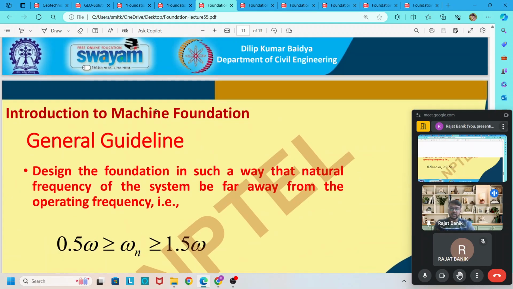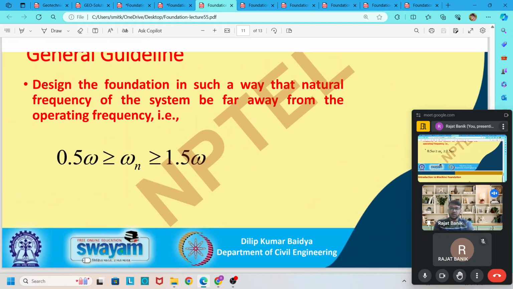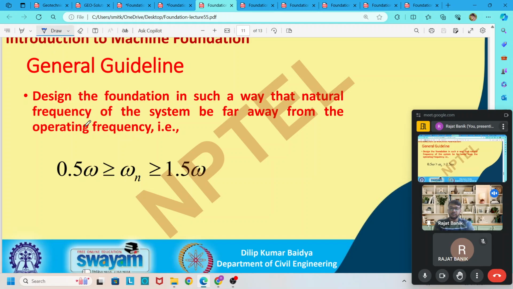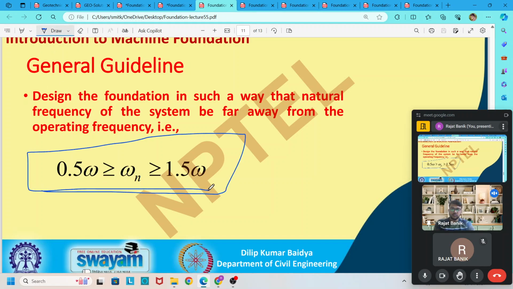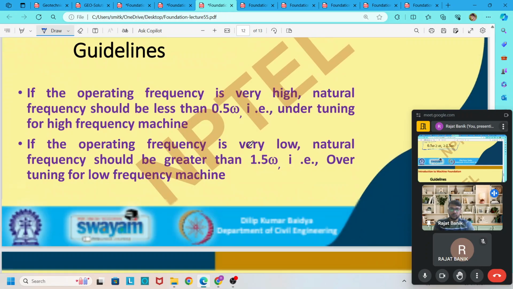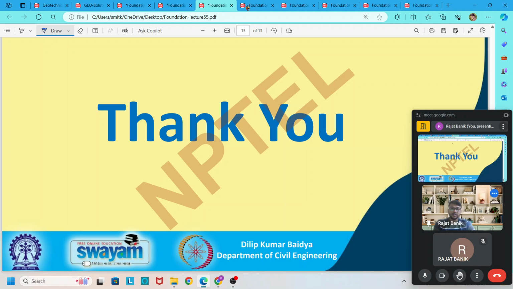So then we study the different guidelines for design purposes. We should maintain our amplitude. Natural frequency should lie in this range. We will go through it. We're not discussing it again here.